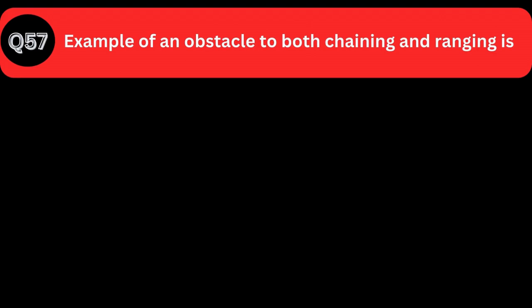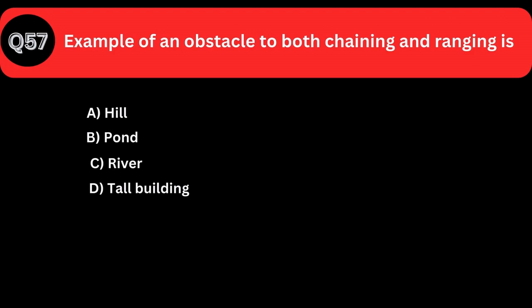Example of an obstacle to both chaining and ranging is. Options: A. Hill, B. Pond, C. River, D. Tall building. Answer: D. Tall building.